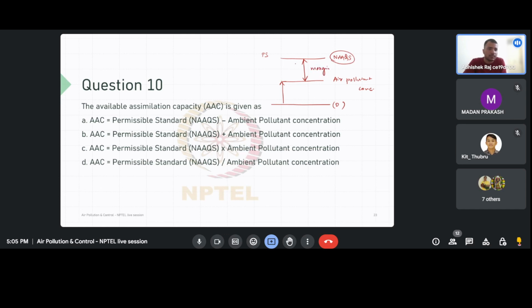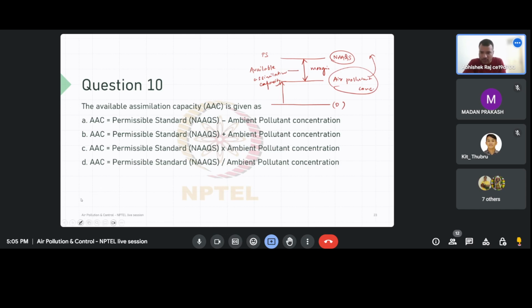The technical term for this margin is the available assimilative capacity. So this much amount of pollutants we can discharge more into the atmosphere without violating the standards and the use of the air resource. We have a certain pollutant concentration, we can pollute it somewhat more to make it reach the standard, so that much margin of safety we have.